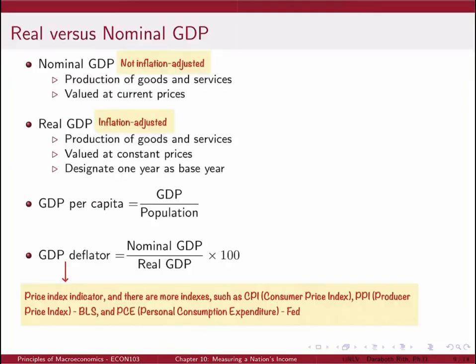Let's delve into how GDP is calculated. Nominal GDP is valued at current prices and is not adjusted for inflation. Real GDP is valued at constant prices and is adjusted for inflation using a base year's prices. GDP per capita: when we take GDP and divide it by the population, we obtain the GDP per capita, also known as GDP per person.